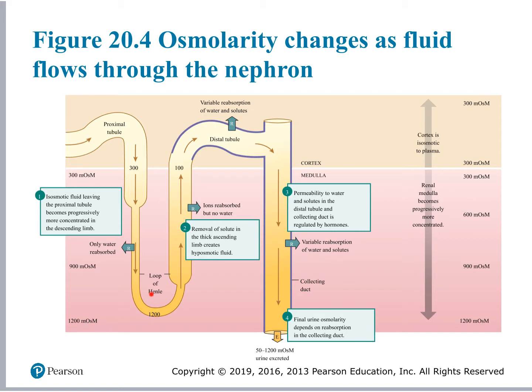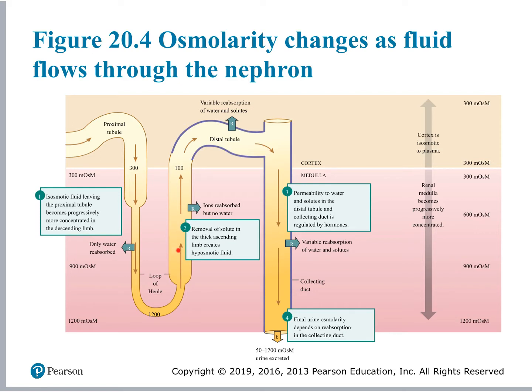And then let's see what happens when we go through the ascending limb. At the ascending limb, there are no water channels, so the water cannot cross through the membrane. It stays inside of the renal tubule. However, there are ion gates, and ions are going to leave the filtrate. So if we take a solution and we remove ions but keep the water, then the osmolarity is going to get lower because it's becoming more dilute.